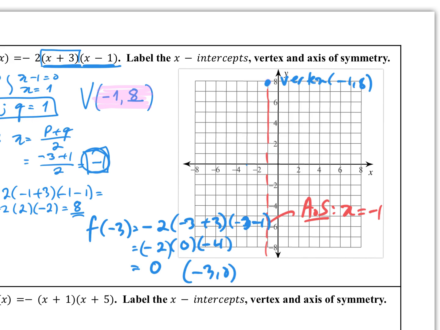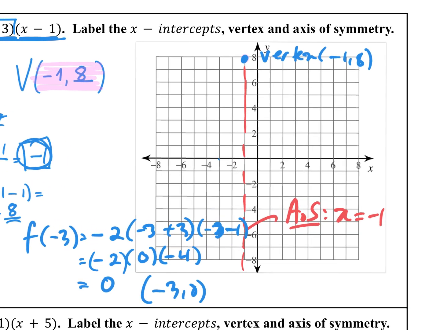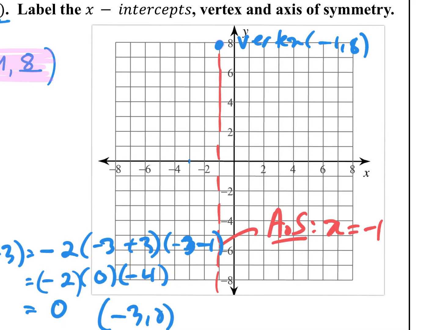So where's my negative 3, 0? My negative 3, 0 is here. How many units from negative 3 to the axis of symmetry? That's 1, 2. It means it's also going to give me 1 and 2 on the other side, and that coordinate is actually 1, 0. Remember, this is our coordinate for negative 3, 0.